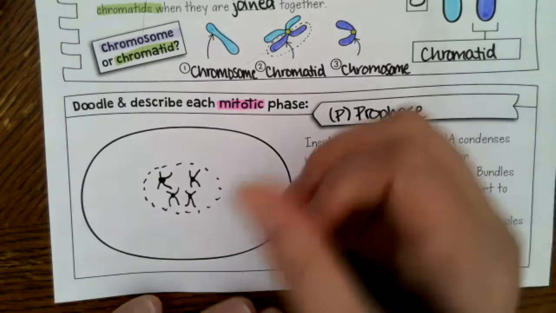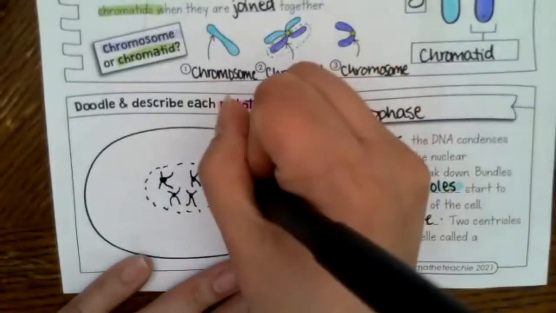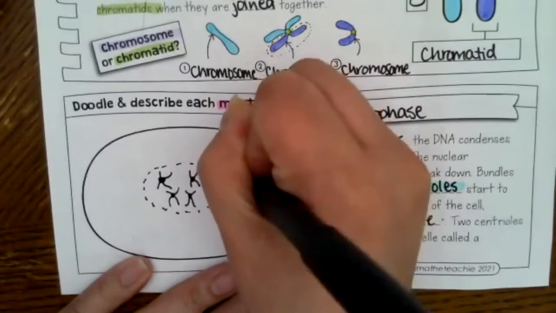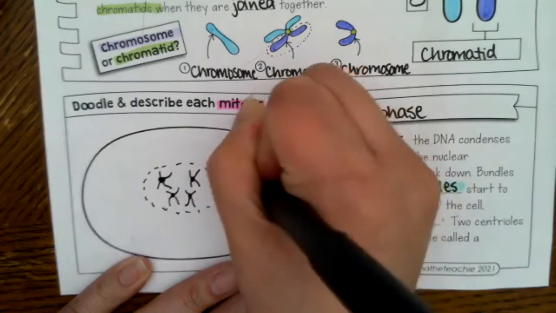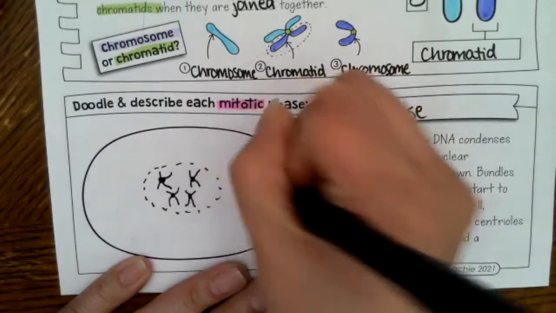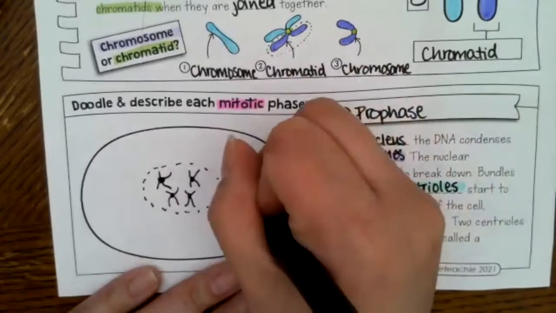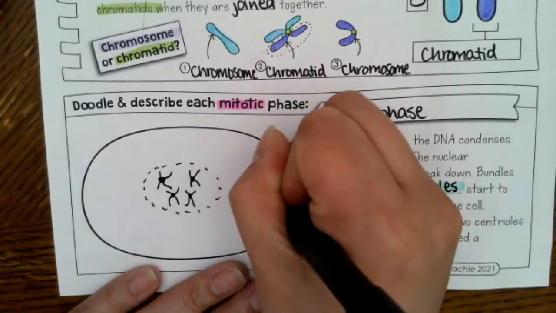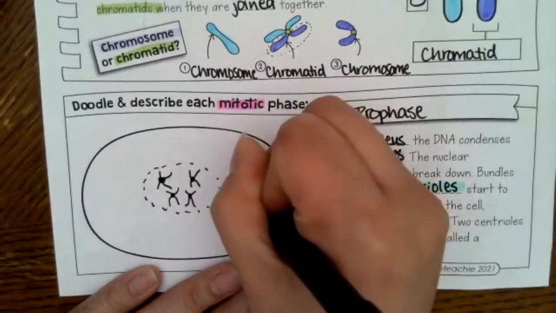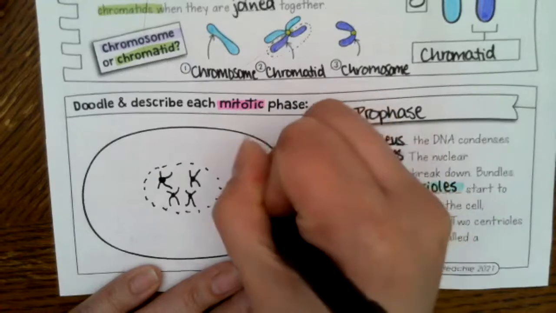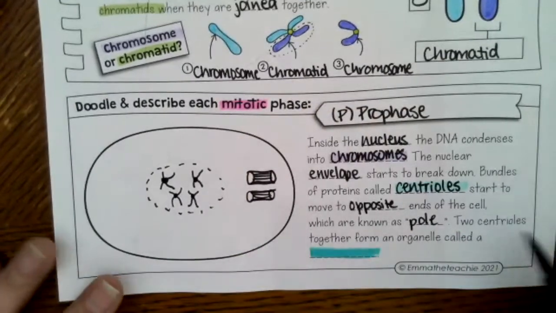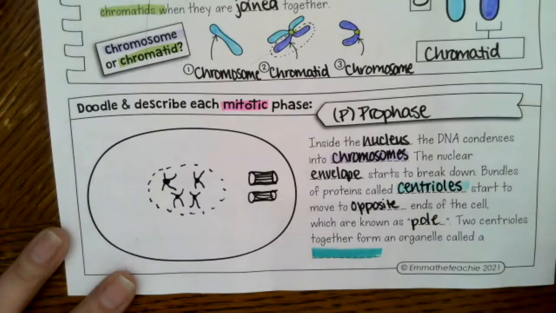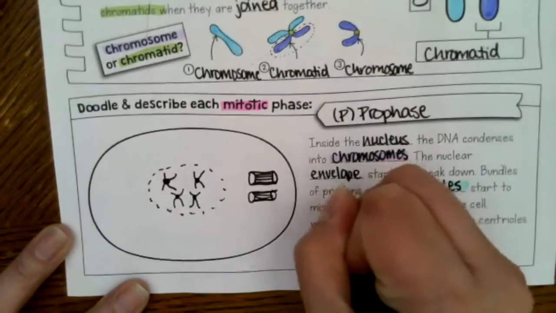So 2 centrioles. If we look at those centrioles, they're going to end up looking like little macaroni noodles, believe it or not. Again, don't judge me. I am not an artist, I'm a biology teacher. So here's a couple of centrioles. When we have 2 centrioles, they're going to form together and make an organelle that we call a centrosome.